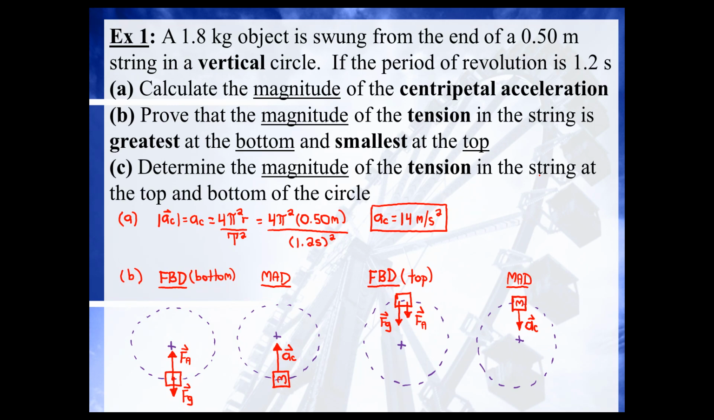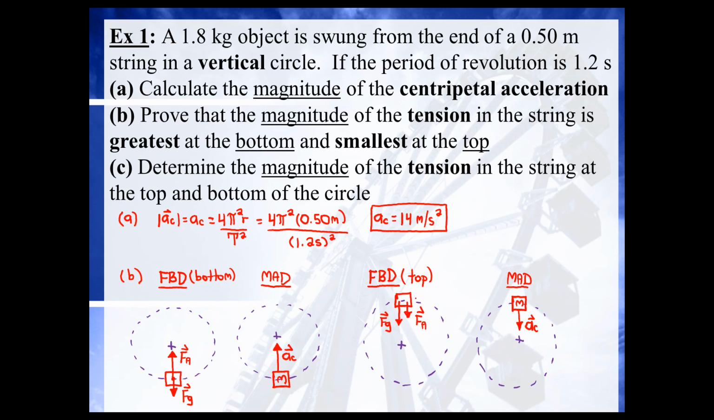We could actually provide a qualitative justification for this right now in terms of why the tension is bigger at the bottom compared to the top. Well, look at the bottom of the circle. At the bottom of the circle, the applied force has to work against the force of gravity. The force of gravity is not assisting in making the object go around in a circle. It's not pointing towards the center of the circle, only FA is. So FA has to work extra hard to provide a net force that's towards the center of the circle.